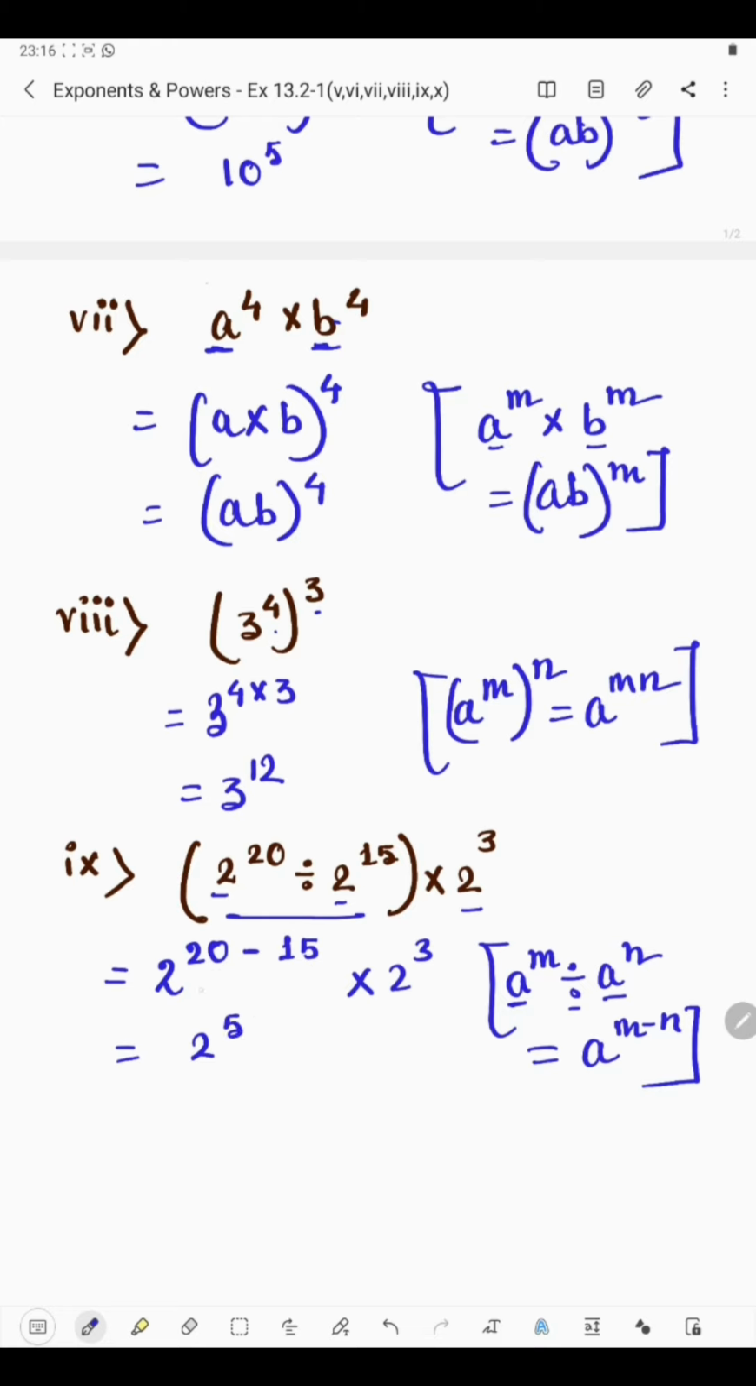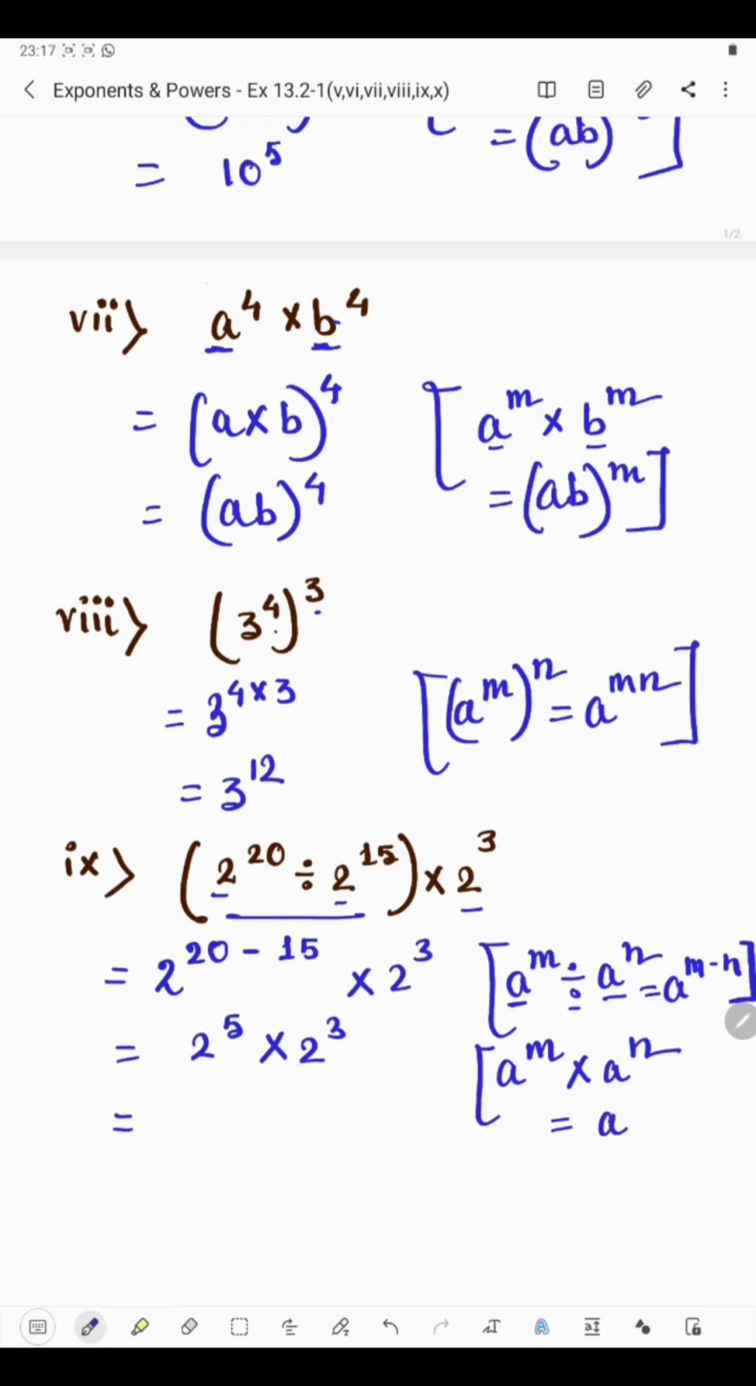20 minus 15 is 5 and base is 2, so it is 2 raised to the power 5 multiplied by 2 raised to the power 3. Now here we have same base but in between multiply sign is there. So when we have same base and in between multiply sign is there, then powers are added. Okay, so by this law we will be solving this. We will write the base here which is 2 and then powers will be added. So 5 plus 3, so 2 raised to the power 8.